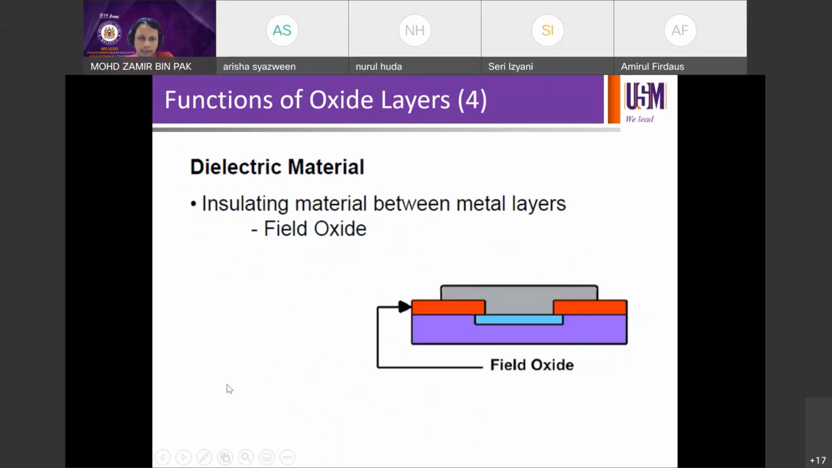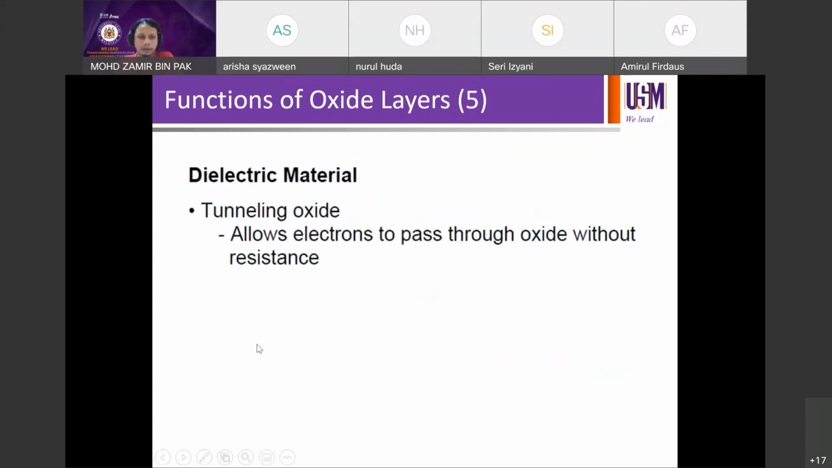You can also use that as a dielectric material, of course, insulating material between metal layers, field ox in this case. Okay. Tunneling material, tunneling oxide allows electron to pass through oxide without resistance, a very thin oxide that can allow tunneling mechanism to take place.